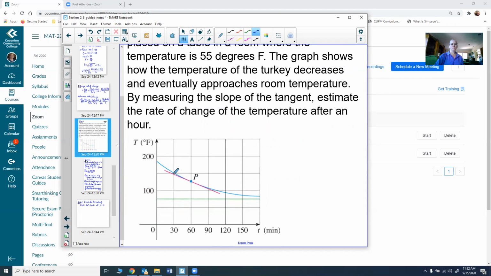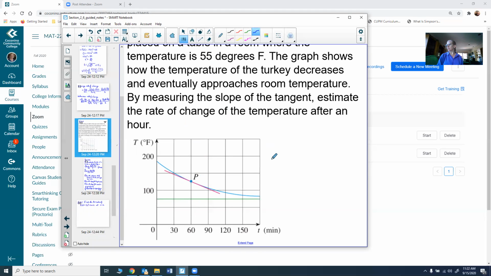So this is the equation, the graph that shows how that turkey is cooling down. It's actually known as Newton's law of cooling. And the slope of this tangent line that I drew in here is how fast it would be going at that point P. That P happens to be at 60 minutes, so we're at 1 hour. So all we need to do is figure out what the slope of this line is, and then we can estimate. And this is just an estimate because we don't have any great equations here at the moment. We're just going to estimate what the value is.